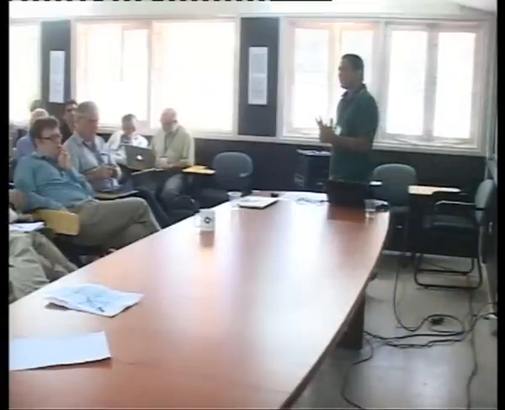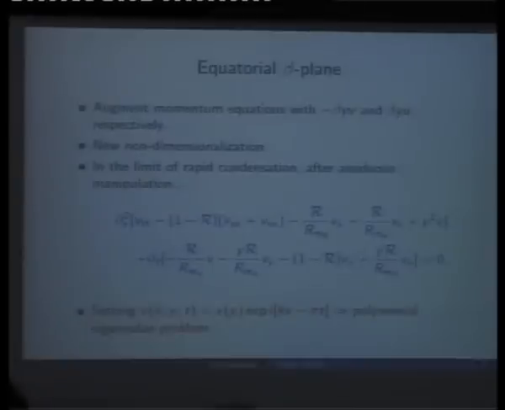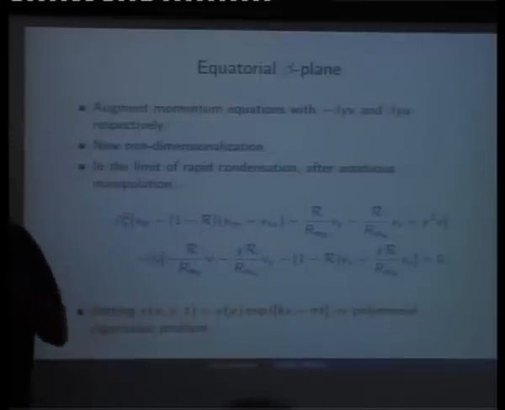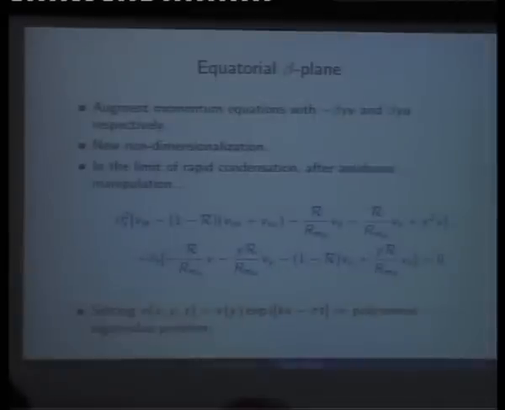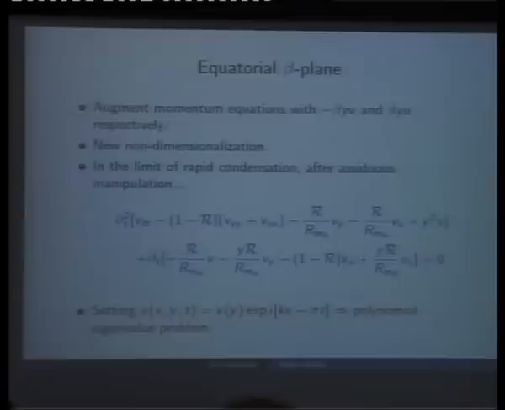In the limit of rapid condensation, the three equations that one has can be coupled together for a single equation for the meridional velocity. That equation has this form. Now this equation over here, if you shut off your gradients and you shut off R, is nothing but the classic 1966 Matsuno equatorial beta plane equation, right? So, as you have a character in Y, you look for solutions in this form and you get a polynomial eigenvalue problem which can be solved.